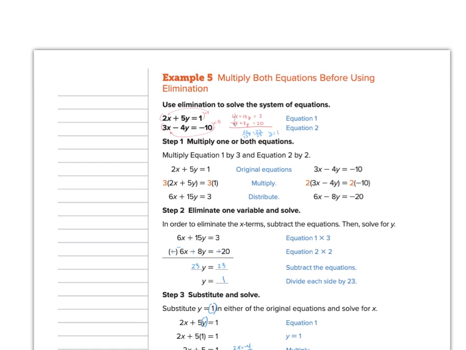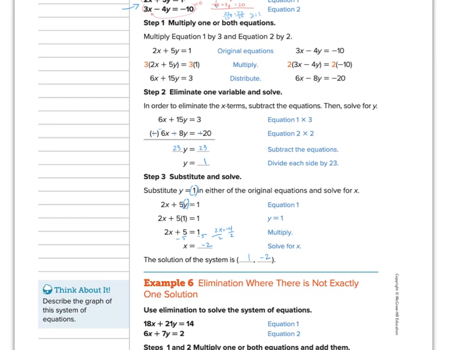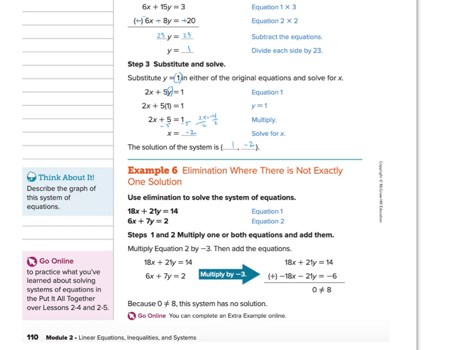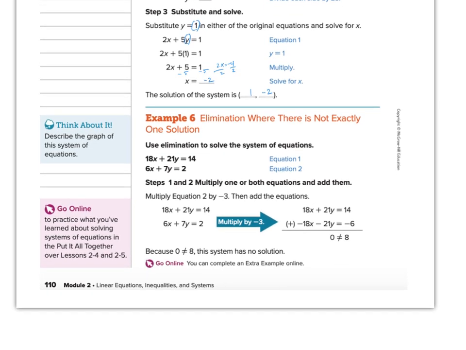So that was, for this system, we had to manipulate both equations to eliminate a variable. Okay, and eliminating where there's not exactly one solution. Now, you may again find out that we have parallel lines, and if we have parallel lines, there's not going to be a solution. But here they said we can manipulate this one by multiplying by a -3, because that would give me a -18 and a +18. And then I would have -21 and a +21, which is going to actually cancel out. And it turns out that the answer I just came up with is 0 is equal to 8. But we know that those two things don't equal, so therefore there is no solution. And it turns out, if we went back and checked it, sure enough, that would be a parallel line.